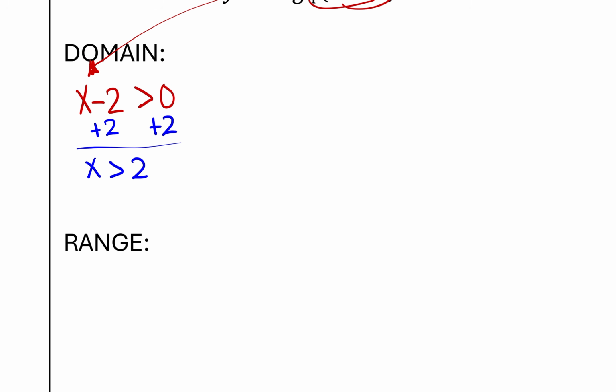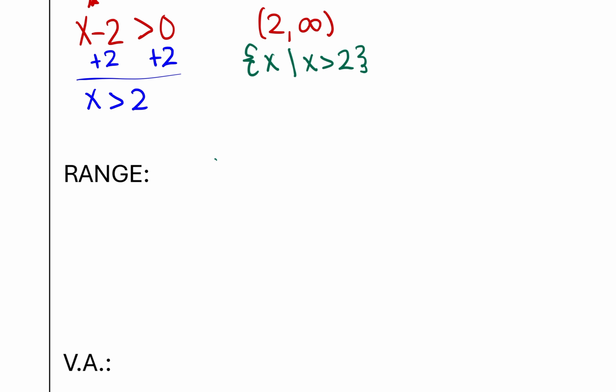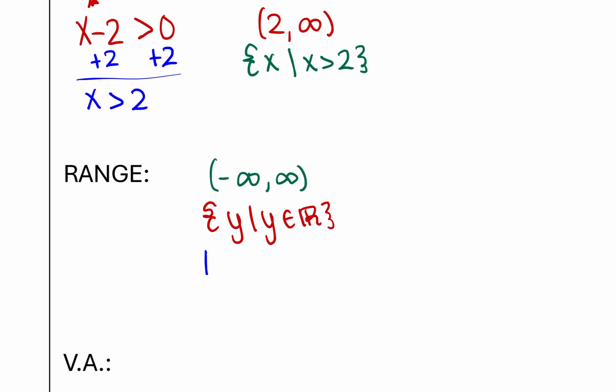And I write down all 3 notations. I have the inequality notation, x is greater than 2. We have the interval notation, which is given to us by 2, comma, positive infinity. We have the set notation, which is given to us by for all x's, in which x is greater than 2. For the range, we know that the range of all log functions is going to be from negative infinity to positive infinity. And the set notation is given to us by all y's, in which y is an element of the real number set. And finally, we also have the description, all real numbers.